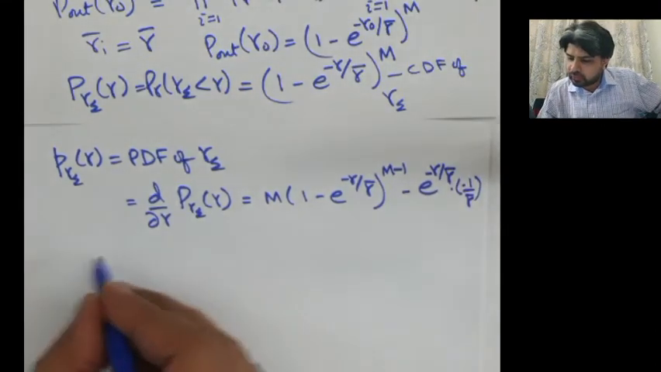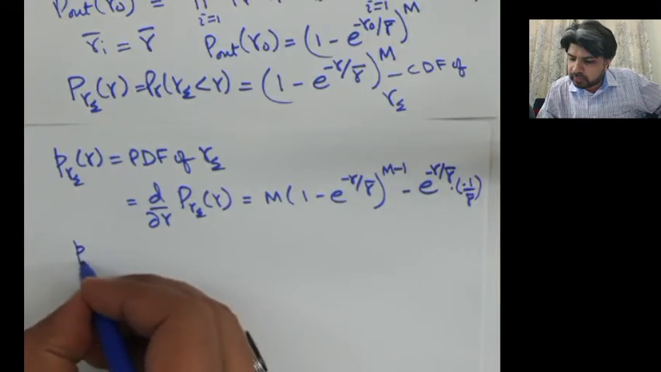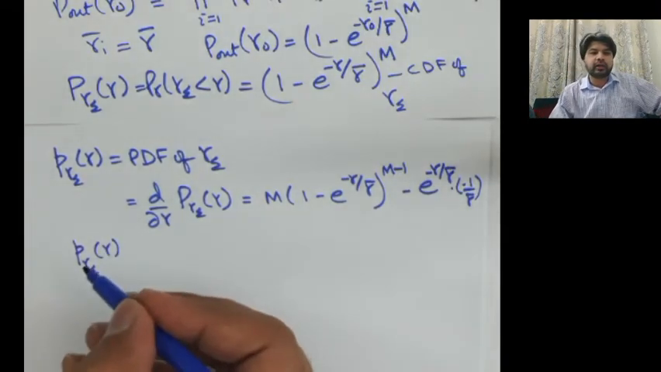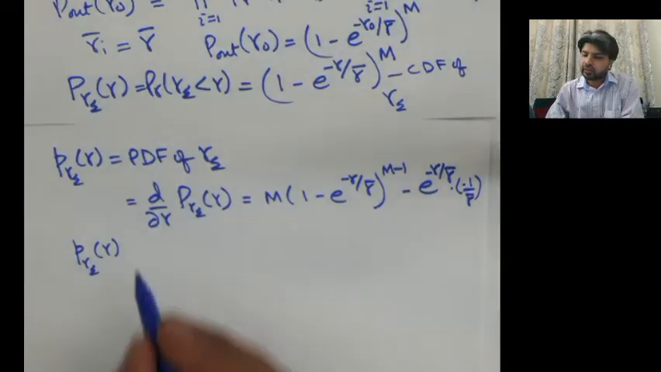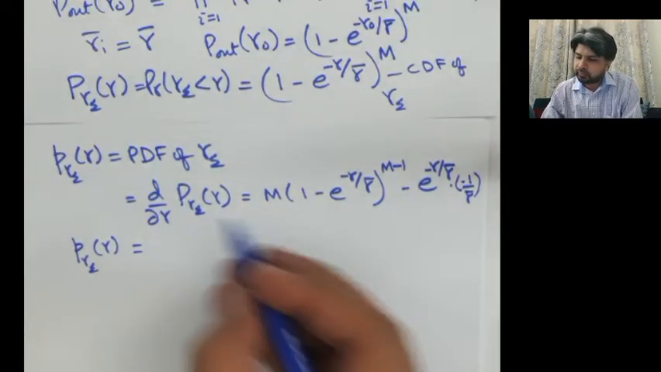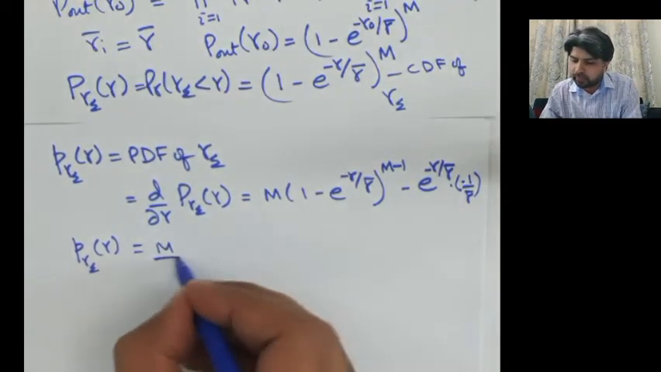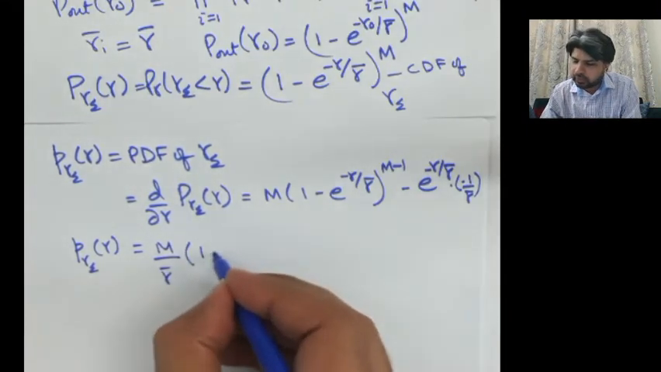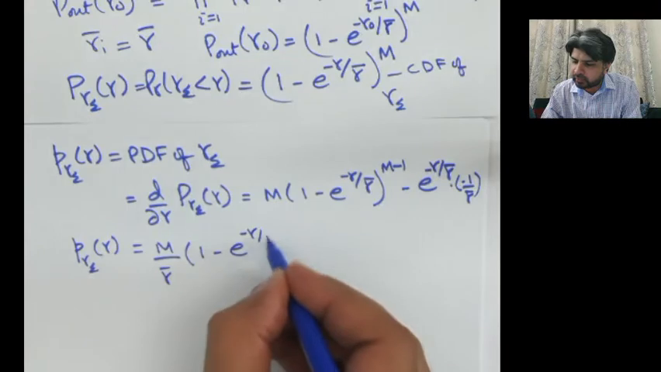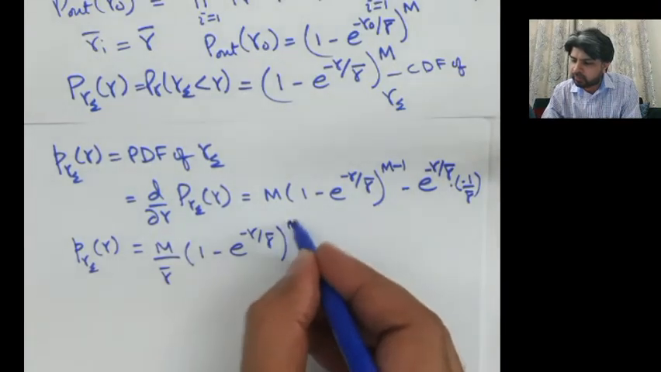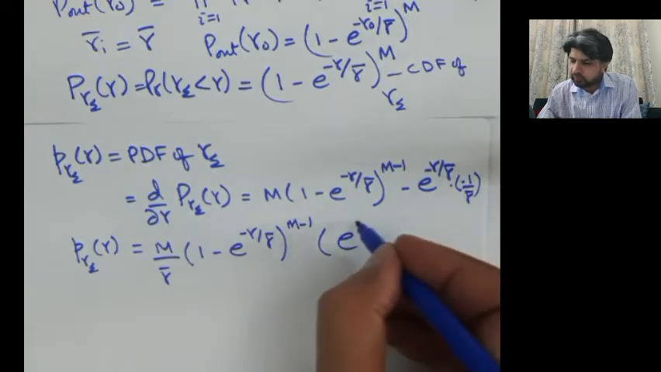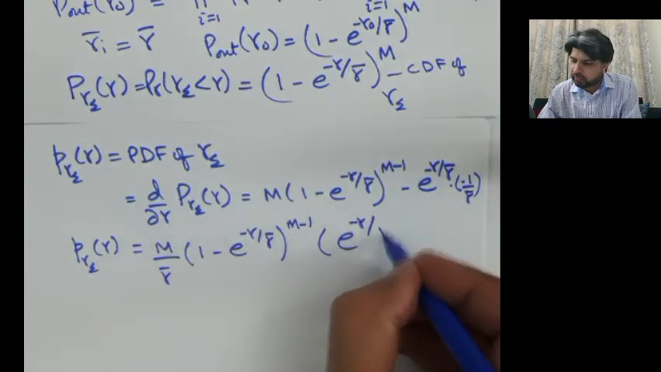So that means your PDF p of gamma sigma of gamma. Remember, this is for Rayleigh fading under the equal branch SNR, and that turns out to be a simple function: m over gamma bar, times 1 minus e to the power minus gamma over gamma bar, the whole to the power m minus 1, multiplied with e to the power minus gamma over gamma bar.